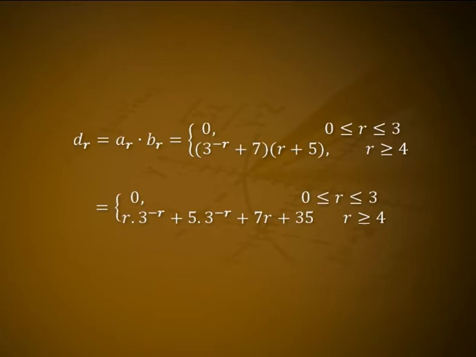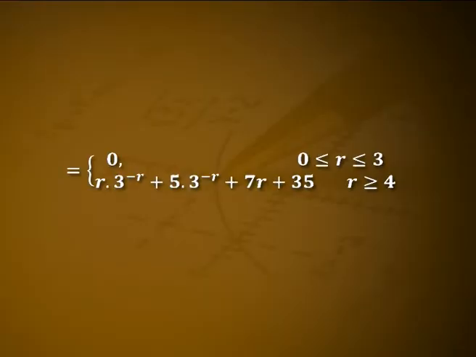Let d be the product of the two functions a and b, then d(r) is equal to a(r) × b(r), which is equal to 0 for 0 ≤ r ≤ 3 and (3^(-r) + 7)(r + 5) for r ≥ 4, which is equal to 0 for 0 ≤ r ≤ 3 and r·3^(-r) + 5·3^(-r) + 7r + 35 for r ≥ 4.